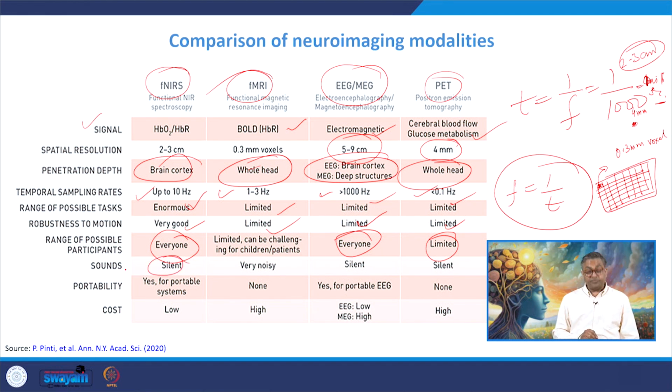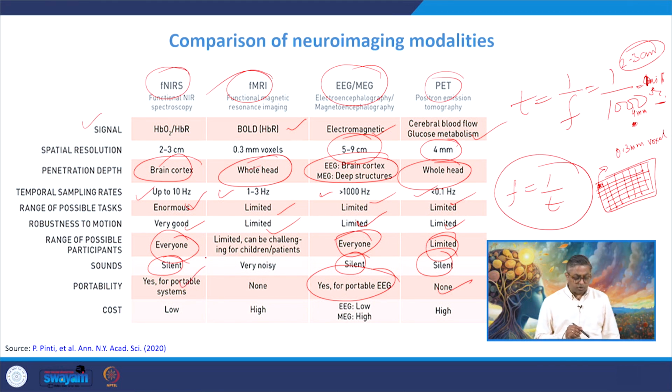Sound, if you talk about the sound, fMRI is too loud and that makes participants very uncomfortable. And EEG is silent, and the others are very silent. Portability, if you talk about it, yes, EEG is portable, PET is not portable, you have to be admitted in the hospital. fNIRS is also portable, but the system is too heavy. If you have seen it, then you will find that it is difficult to handle. fNIRS, you cannot move it easily.